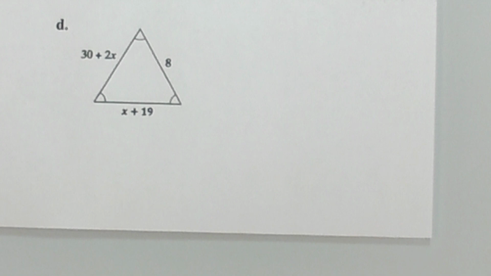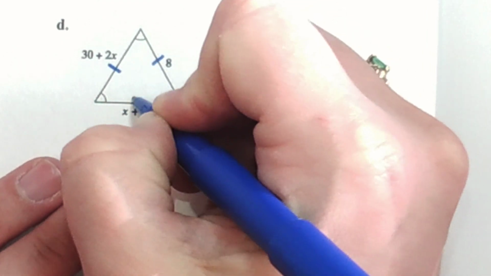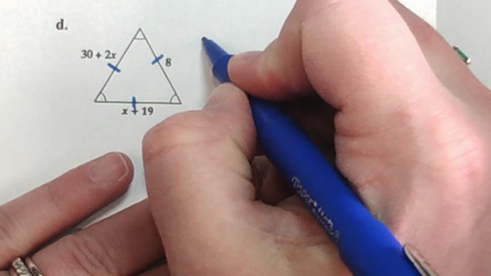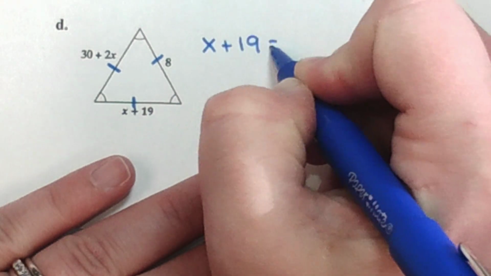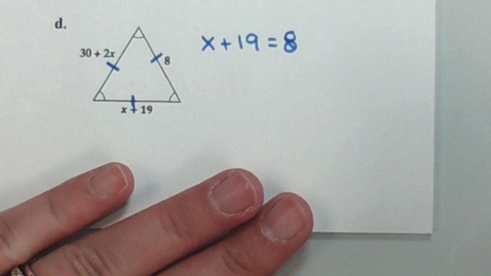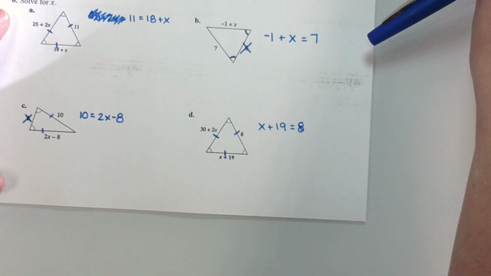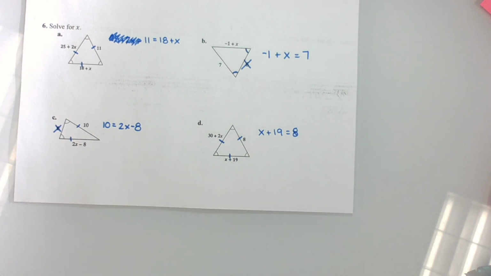How many congruent angles? 3, which means how many congruent sides? 3. All three of them are congruent. When it's all three of them, do I need all three of them? No, I need 2 of them. Pick whichever 2 you want. I think the 8 looks the easiest to work with. We could set 8 equal to which other one? I like x plus 19. And then you would solve. So, last 4 problems. We set up the equations. You can solve them on your own.